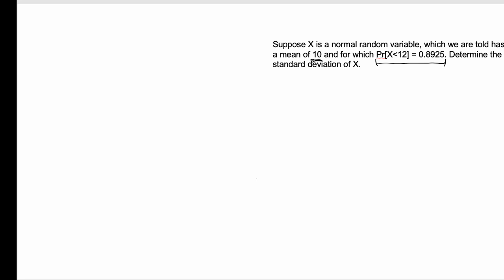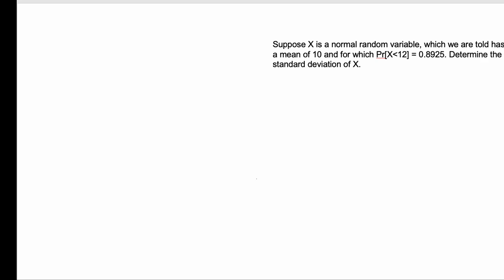Now, we are going to do an exercise yet on standardization, but it's a different kind of exercise. Okay? So we're talking about standardization still. The exercise says this: suppose x is a normal random variable, which we are told has a mean of 10, and for which the probability of that variable being less than 12 is 89.25. Determine the standard deviation of x.